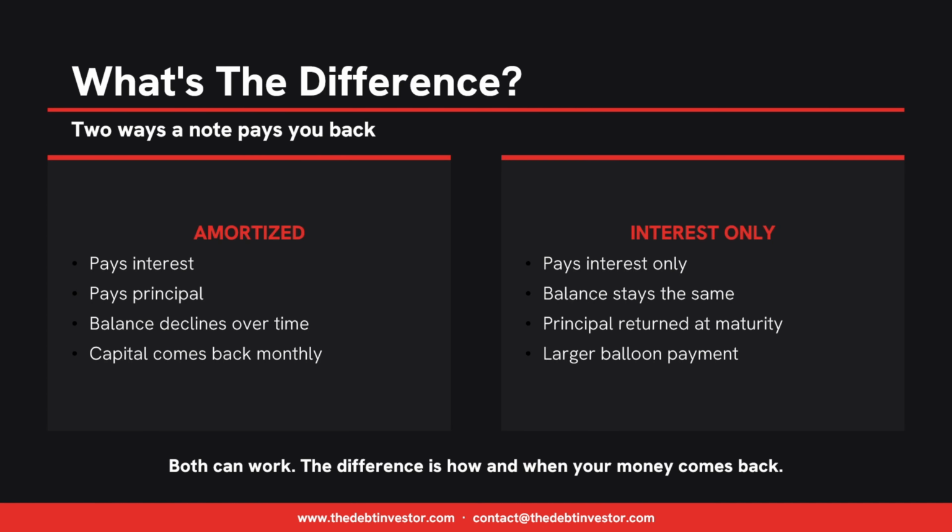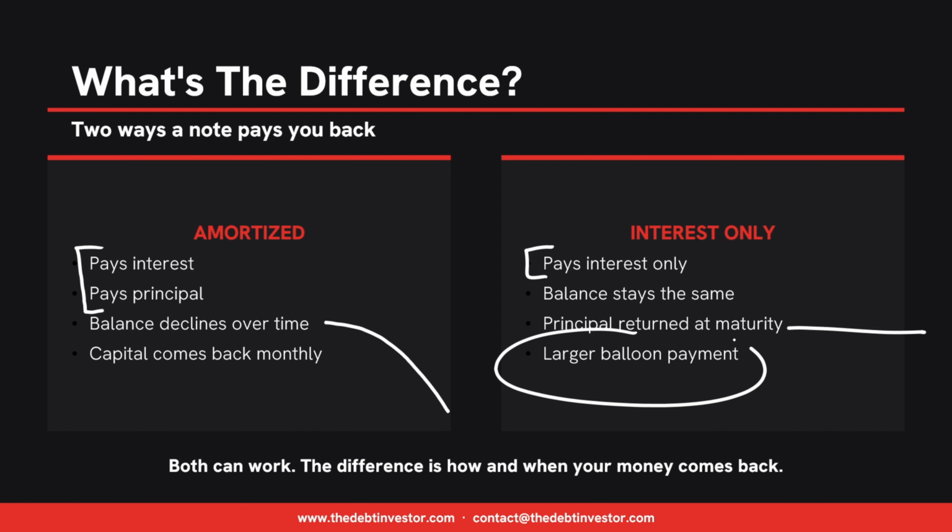Before we get into all that, we need to know the difference between an amortized loan and an interest-only loan. Amortized is going to do one thing differently: it's going to pay you back interest and principal, whereas interest-only is just going to pay you interest only. With amortized, your balance declines over time, and with interest-only, your balance stays flat, and then they owe you a lump sum at the end. That's going to result in a larger balloon payment.